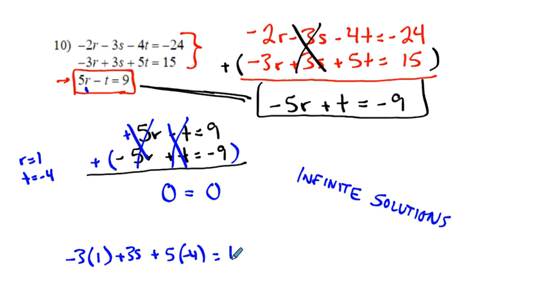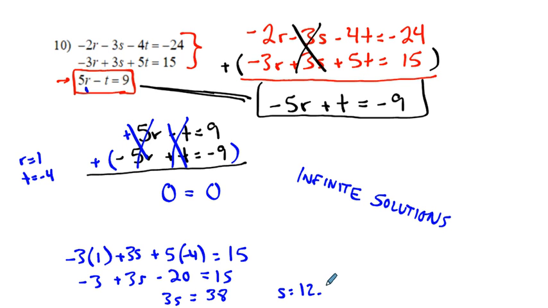And those 2 things are going to force s to be a certain number. Negative 3 plus 3s minus 20 equals 15. That will become 23. That makes this 38 equals 3s. So s equals 12 and 2 thirds. Okay. So if r is 1, t is negative 4, s becomes this.